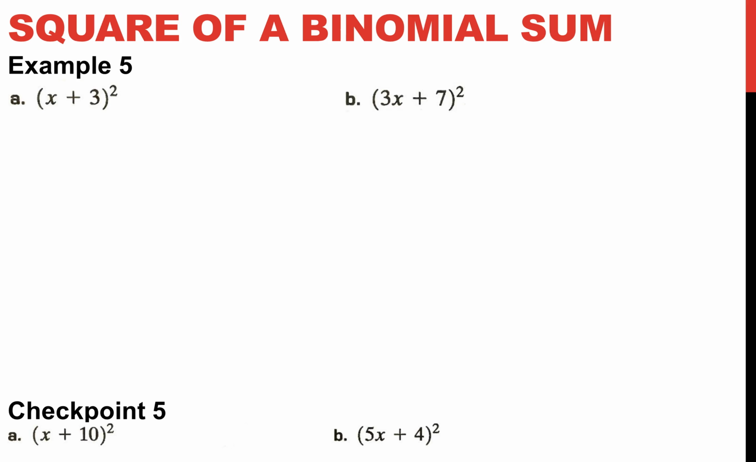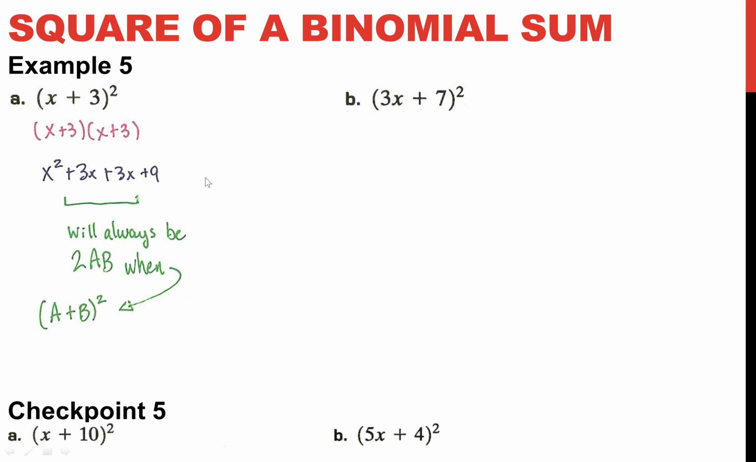All right, let's square some binomial sums for example 5. Squaring means, of course, I'm going to multiply the same binomial by itself. So when I do that, x times x is x squared. X times 3 is 3x. Then the second 3 multiplied by the first x, of course, is going to be 3x. And then 3 times 3 is 9.